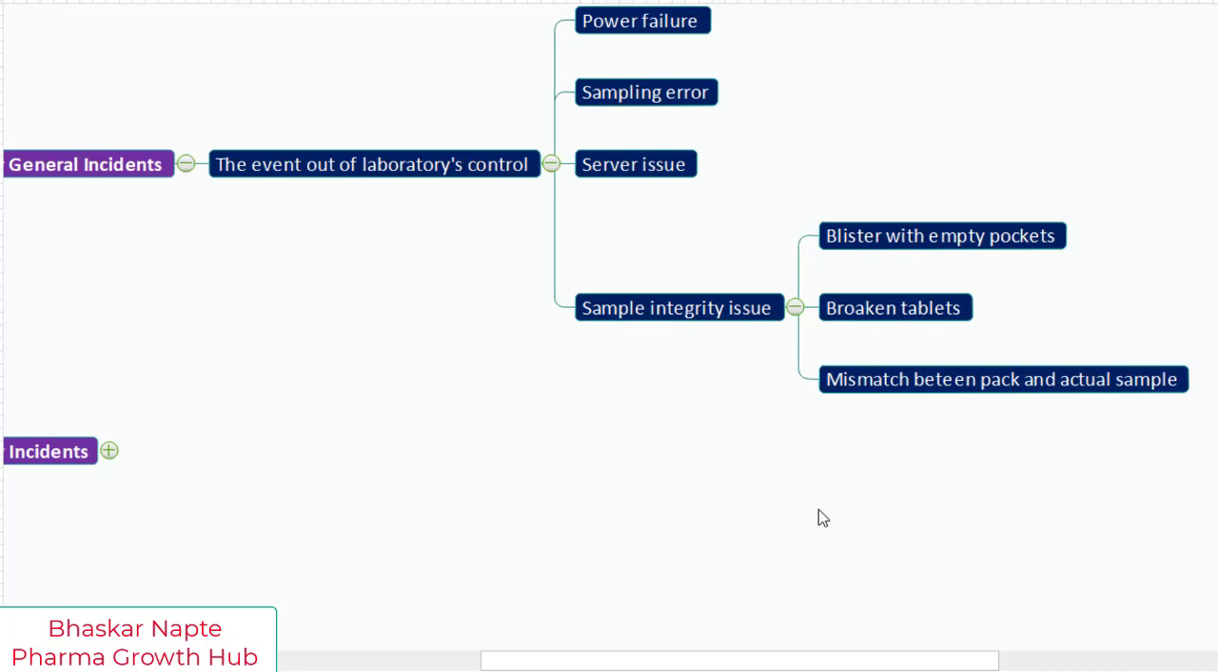Like broken tablets. So what is the reason that the tablets are broken in the sample quantity? Does that mean the broken tablets are also available inside the finished product?